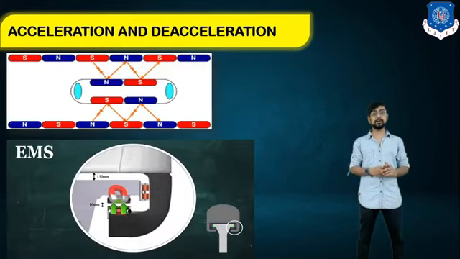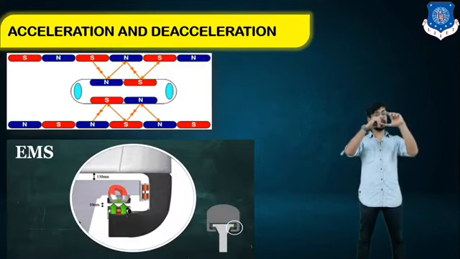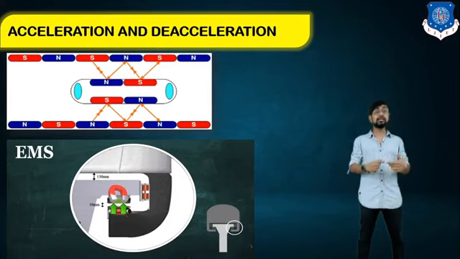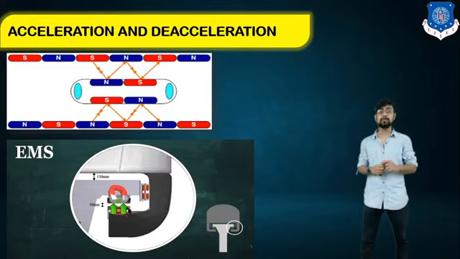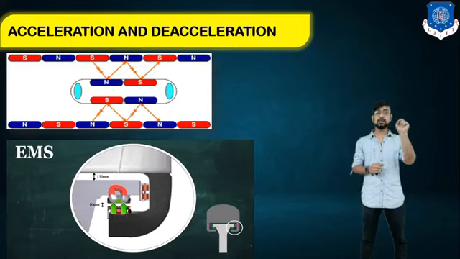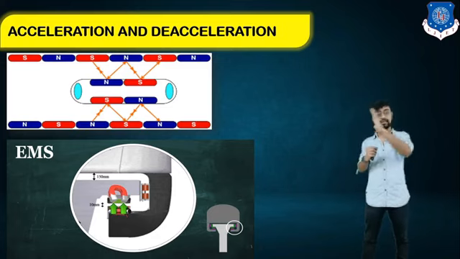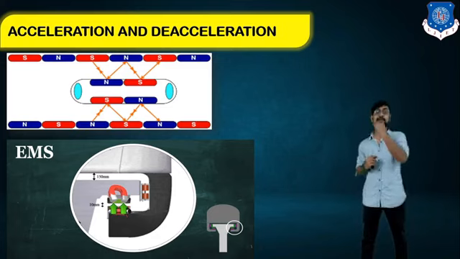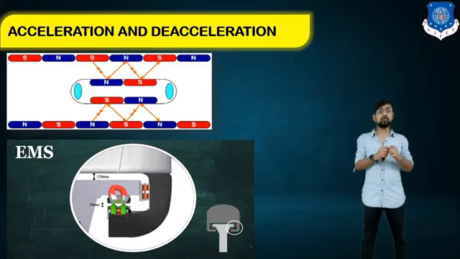Now for the next part: the levitation is done, but you need the train to accelerate as well as decelerate in terms of traveling from one place to another. So how does that happen? We know the basic fundamental: like poles repel and unlike poles attract. So you can see that the south and south pole will repel each other, but in a similar way the north pole will attract it. So what will be happening? Your train will move slightly ahead.